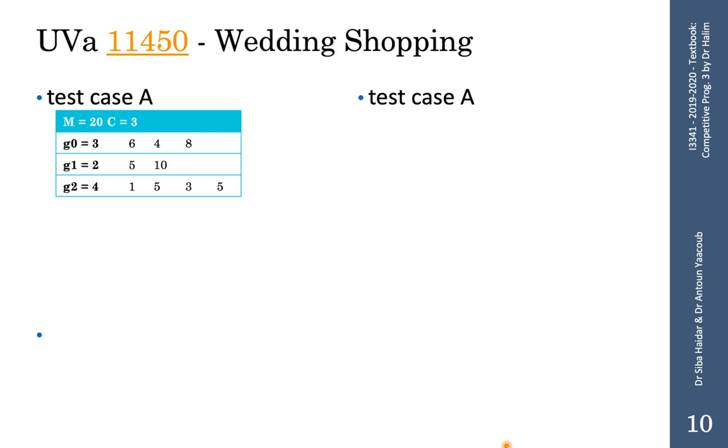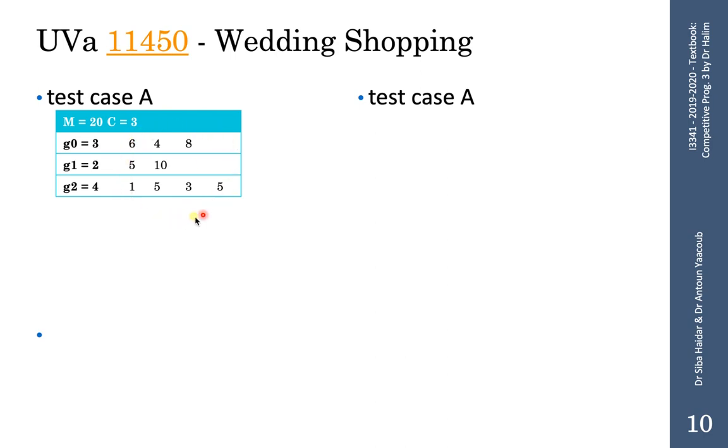Let's take an example. This is a test case called test case A, in which M is given to us equal 20, C equal 3, and for the first garment, 0, we have 3 models available. The first costs $6, then the second costs $4, and the third $8. The second garment is available in two different models, one of which costs 5 and the other 10. And the last one is available in 4 models, and we can buy either the one that costs 1 or 5 or 3 or another model that costs also 5.